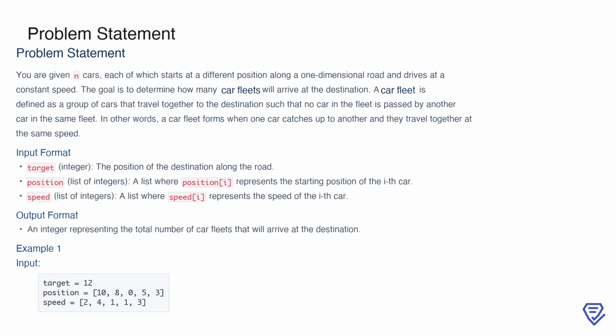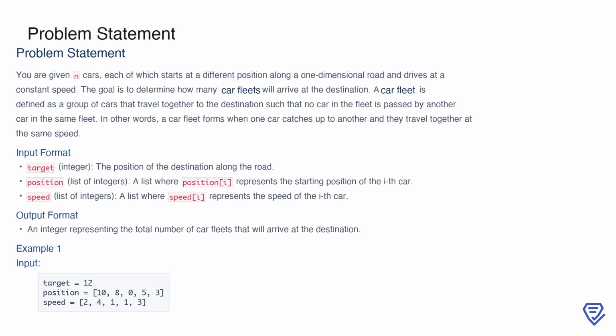In this problem, we are tasked with determining how many car fleets will arrive at a destination. Each car starts at a unique position along a one-dimensional road and moves at a constant speed. A car fleet is defined as a group of cars that travel together to the destination without any car in the fleet being passed by another. Essentially, if one car catches up to another and they travel together at the same speed, they form a fleet.